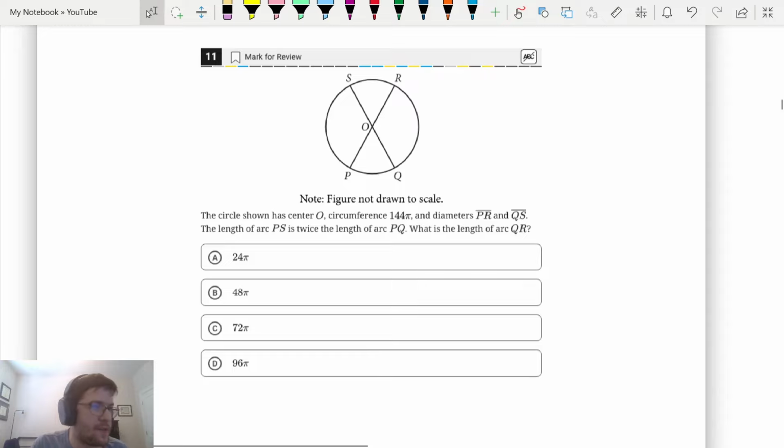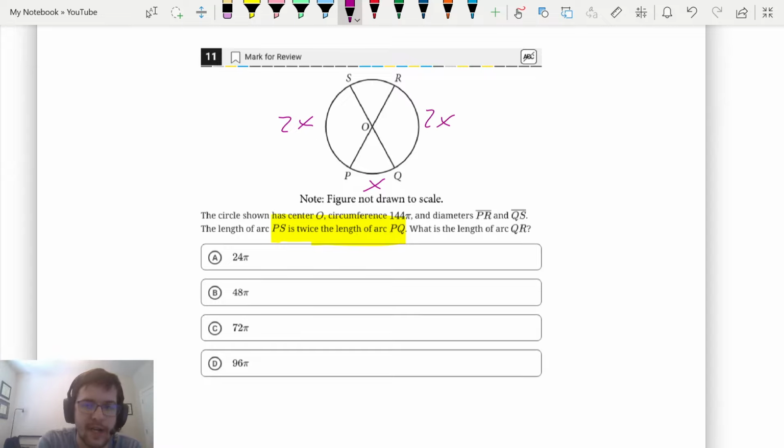Okay, so for this one, it says PS is twice the length of arc PQ. So I'm going to label PQ as x and then PS as 2x. And then the ones across from it are equal. So RQ is also 2x, and then SR is x.